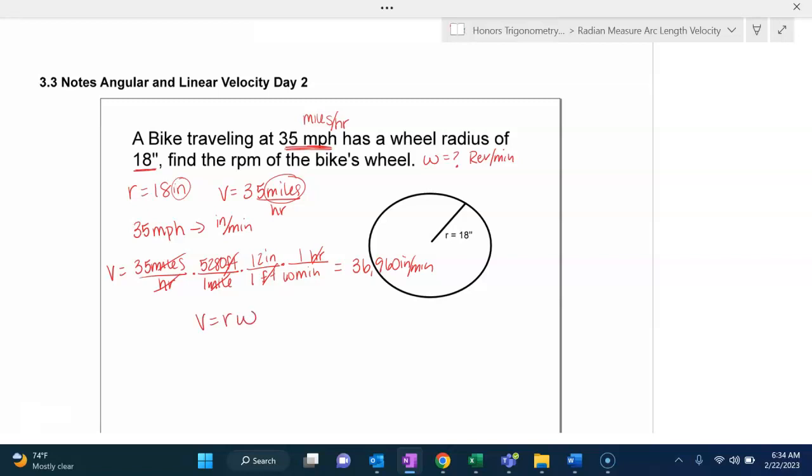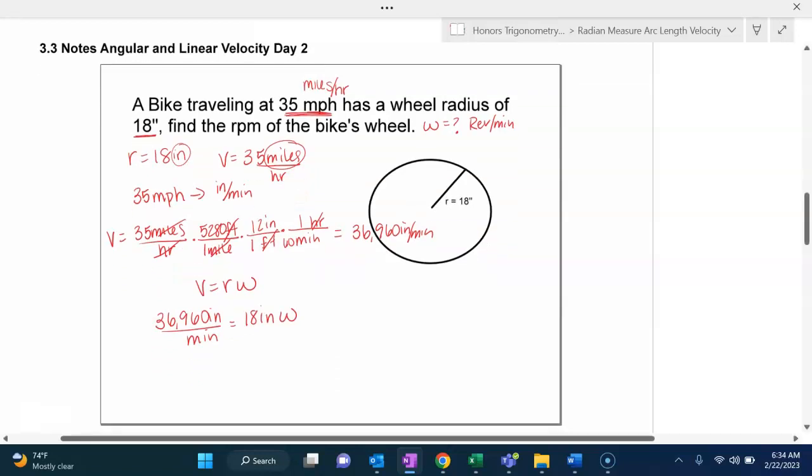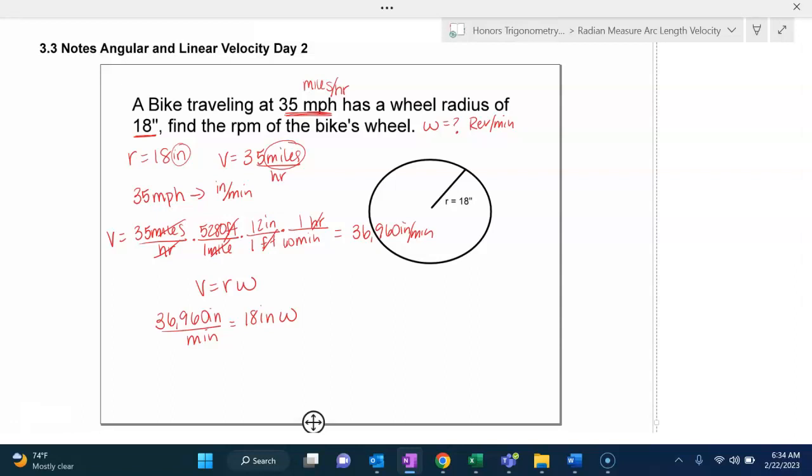Okay, so let's go to our formula. V equals R times omega. That is my V, so 36,960 inches per minute. Really pay attention to these units here. My radius is in inches, and I am looking for omega. So to solve for this, I would divide by the 18. When I do that division, and you can go approximate at this point, I get that omega equals 2,053.3 repeating.